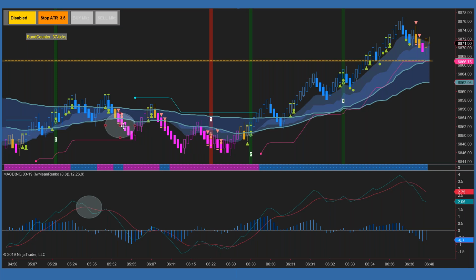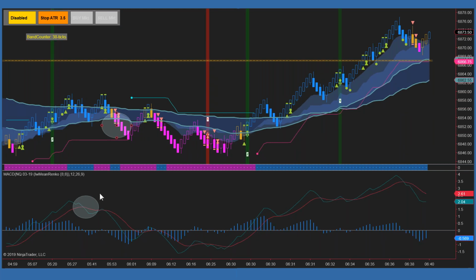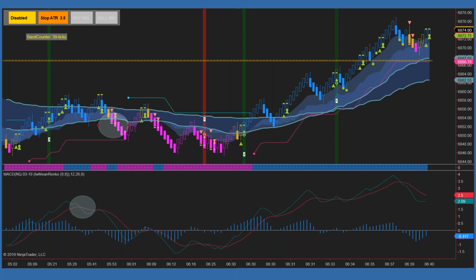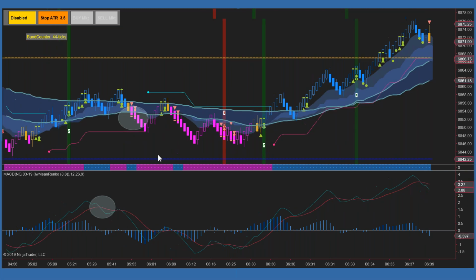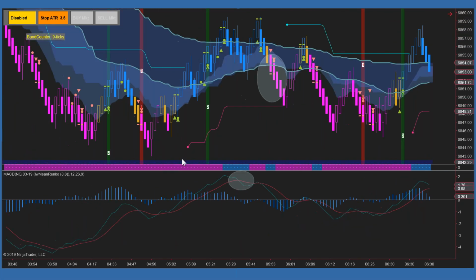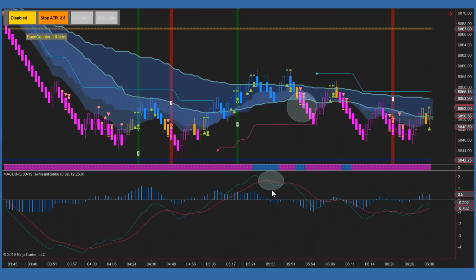Okay, this signal right here, even though it didn't print as a number 3 signal, is still a number 3 signal. And you can see the MACD crossed, it started to get a little bit more bearish. Well, then I'm on the alert now for a selling opportunity. Let's take a look what else we can find.